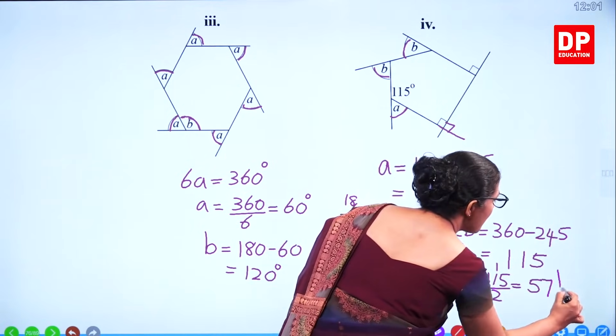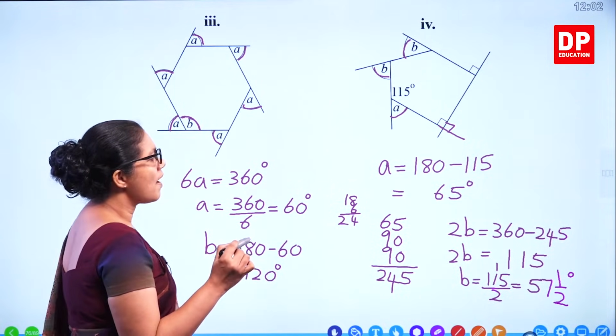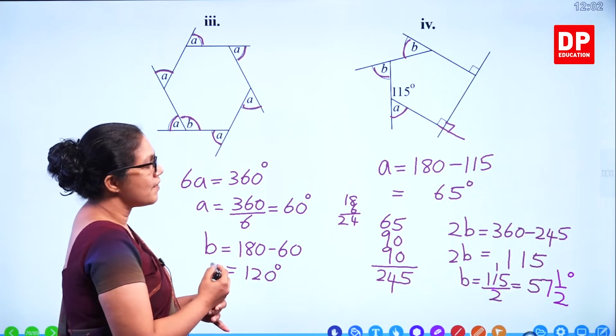So 57.5 degrees for B. A is 65 and B is 57.5.